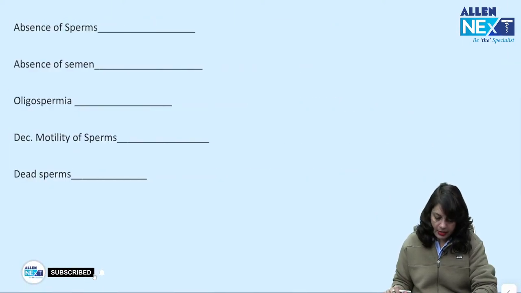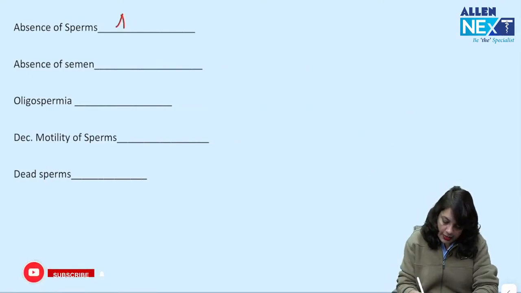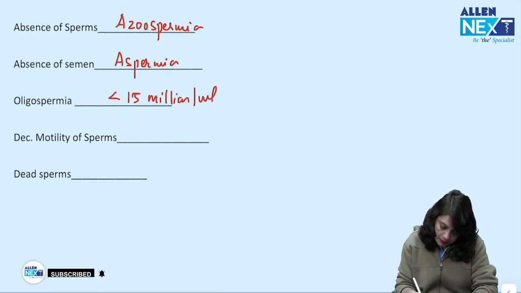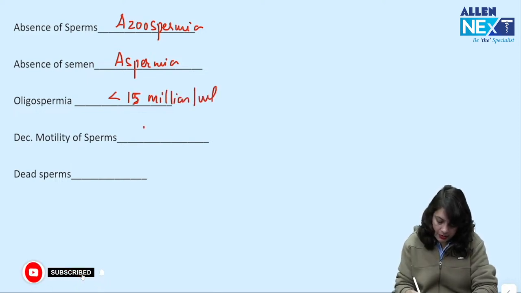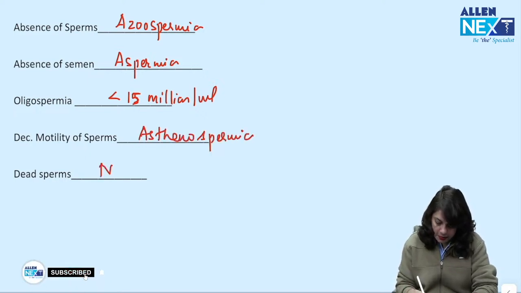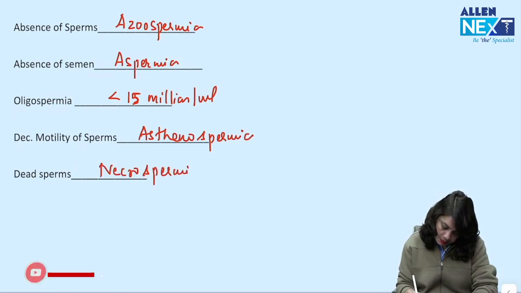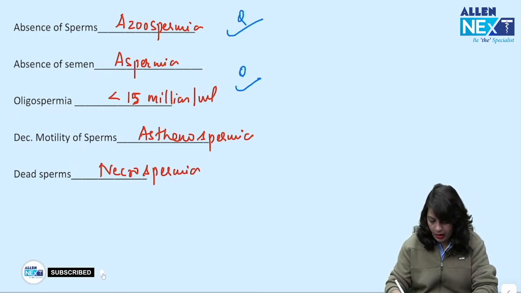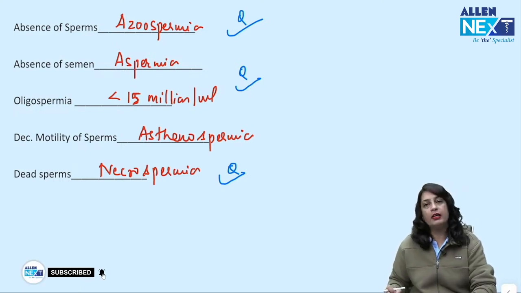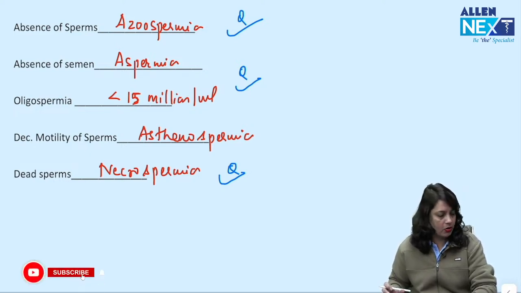Fine. Next, absence of sperms. What is this called? Absence of sperms in the semen is called azoospermia. Absence of semen is called aspermia. Oligospermia is sperm count less than 15 million per ml, and decreased motility of the sperm is called asthenospermia. Dead sperms is called necrospermia. Many times they have asked questions in the FMGE exam on these points, so you have to be very clear. If there is blood in the semen, that is because of trauma.